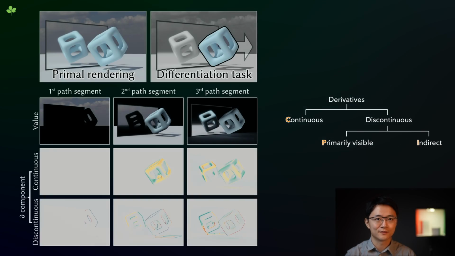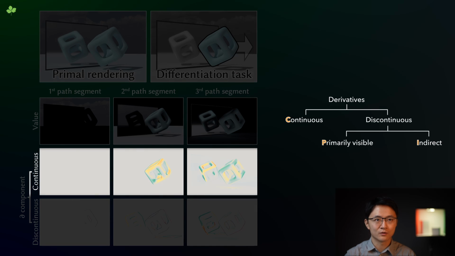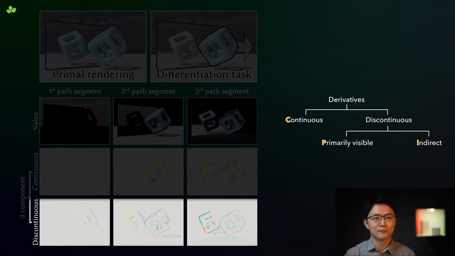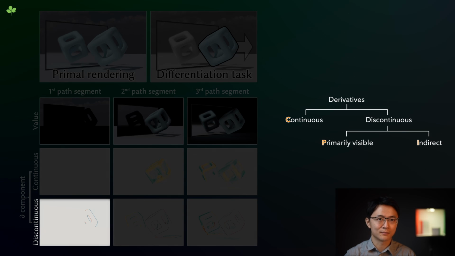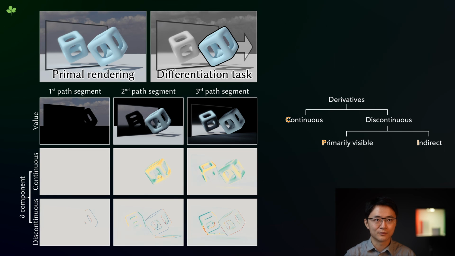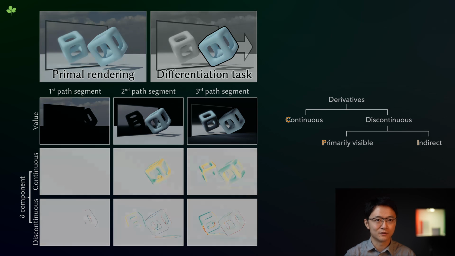Hi, I am Ziyi. In the following, we're going to dive deeper into the options and hyperparameters of the projective sampling integrator. Our method splits the derivatives into three disjoint components. The first one is a continuous derivative. It estimates how shading would change a color. On the other hand, the discontinuous component estimates the derivatives resulting from the visibility changes. We further split it into the primarily visible part and the indirect part. We have three independent estimators for each component. The three results are simply summed to obtain the final derivative estimation.